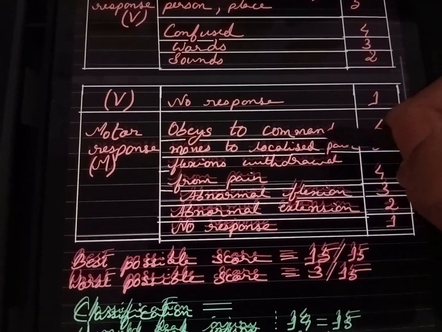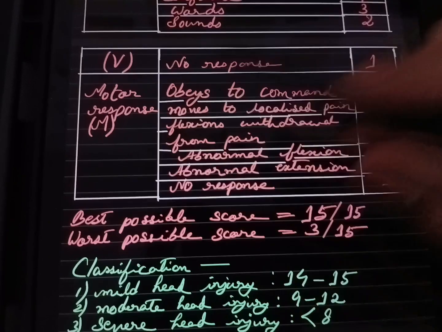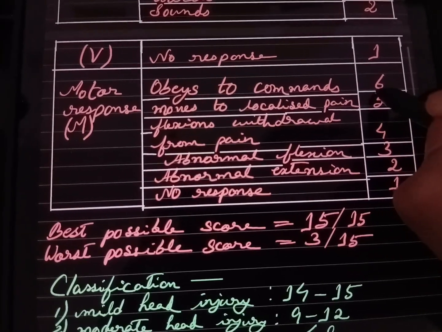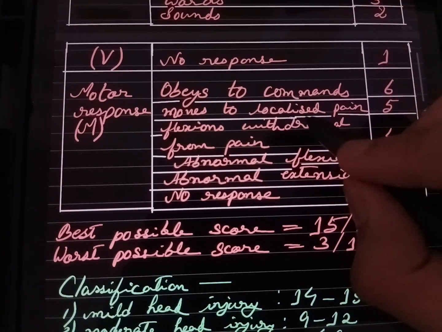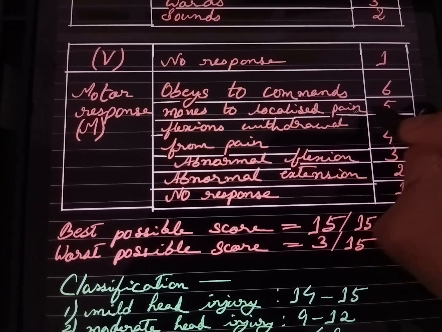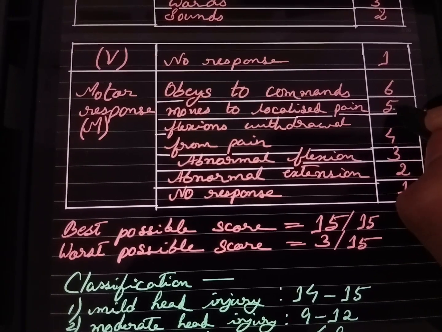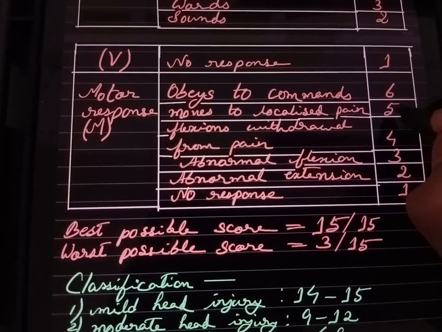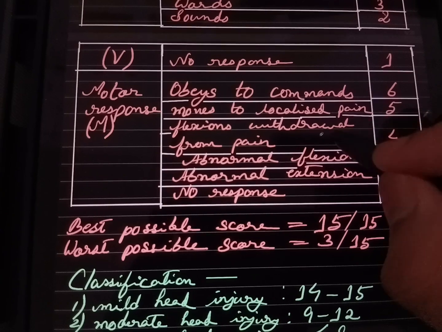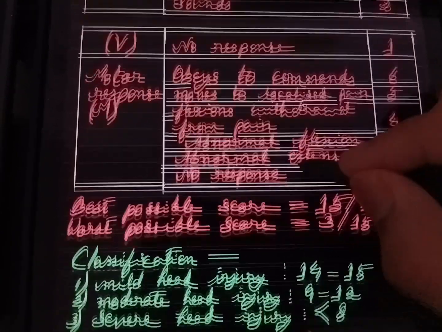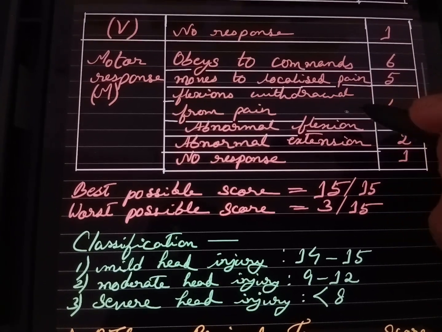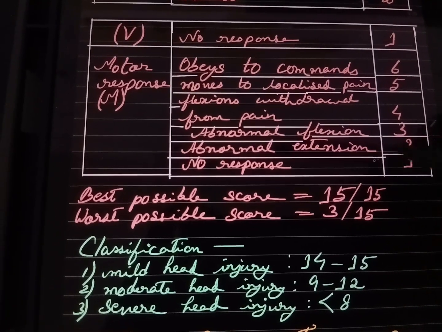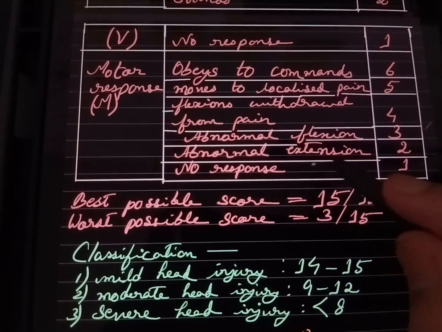Now this is motor response. If the patient obeys commands, it is 6. If the patient moves to localized pain, where the patient is injured, then the score is 5. If the patient shows flexion withdrawal from pain, it is 4. In case of abnormal flexion, it is 3. Abnormal extension, it is 2. And if there is no response, again 1.